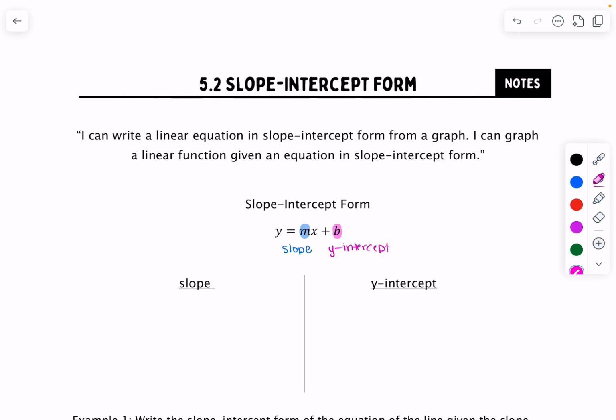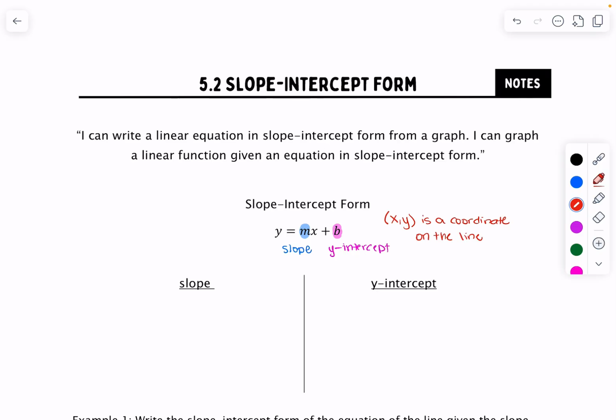The x and the y we leave alone in this form. The x and the y just tell us that that's a coordinate pair on the line. So x comma y, let me get a different color, is a coordinate pair on the line itself. So each of those letters does stand for something on the graph.